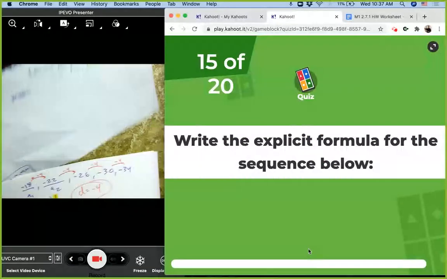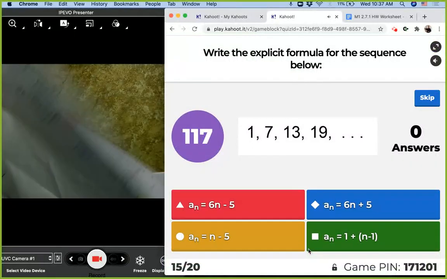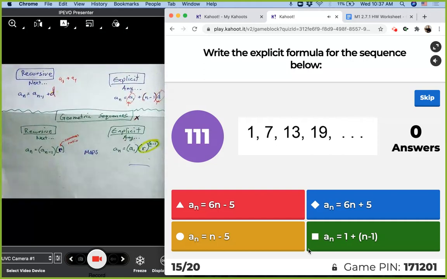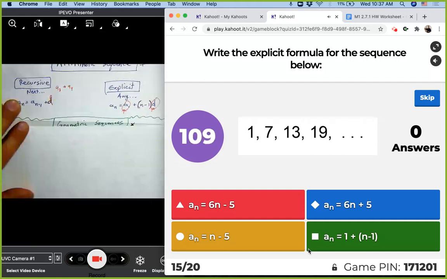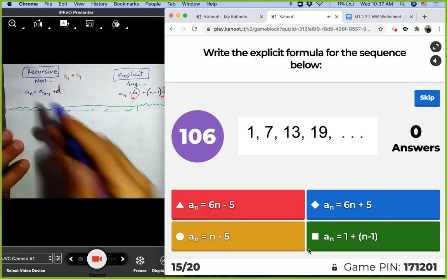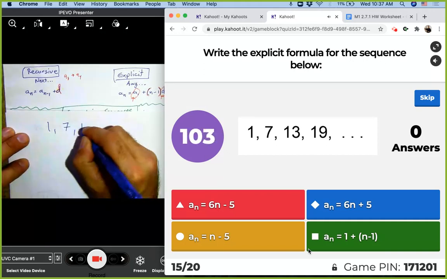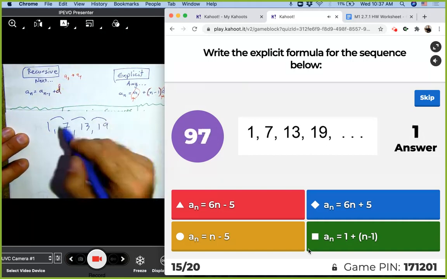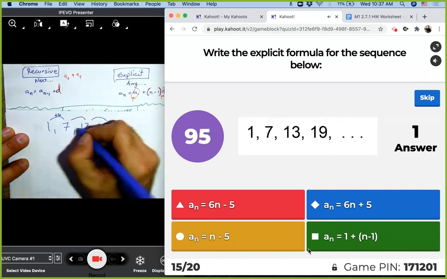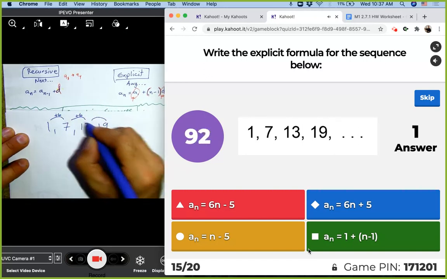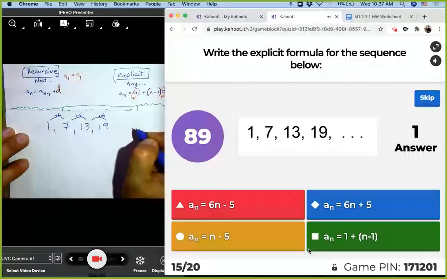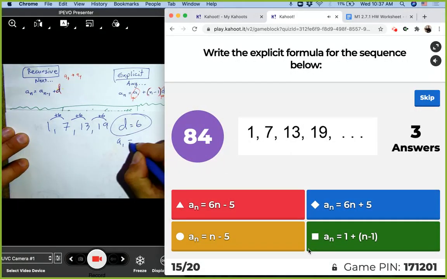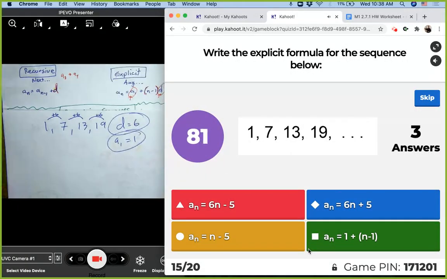Write an explicit sequence. Oh, that looks like it might be arithmetic. How are you going between those terms? How do you go from 1 to 7? How do you go from 7 to 13 to 19? What do you have to do? 1 to 7. Let's see if it works. Plus 6. You can experiment. 7 plus 6? 13. Yeah. 13 plus 6? 19. So my common difference is 6. My a sub 1 is 1. That's all you need in order to create this formula.